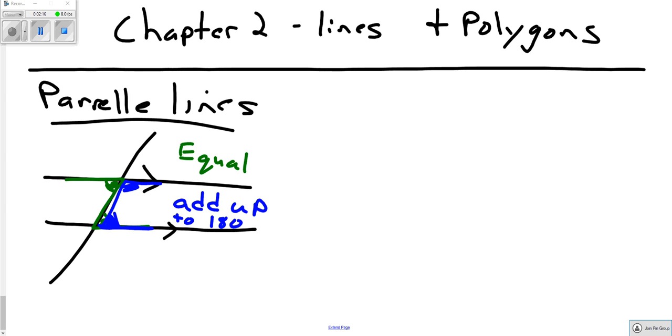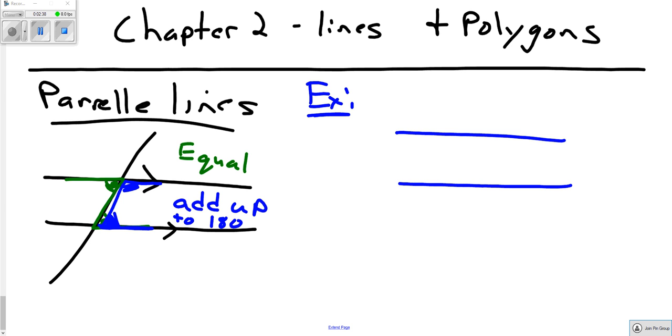So I'm going to do an example. I love this question. We're going to solve these two angles. I know this one here is 9x plus 32. And I know this one here is 11x plus 8.